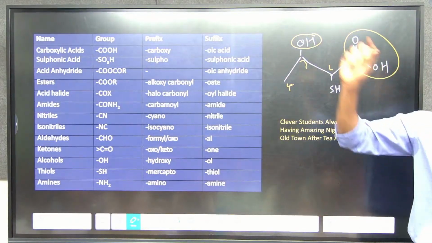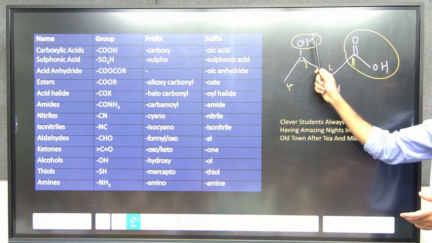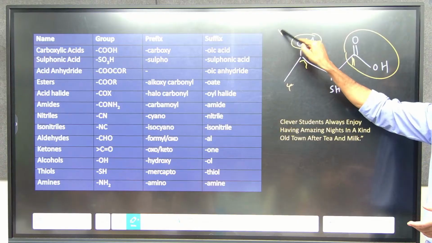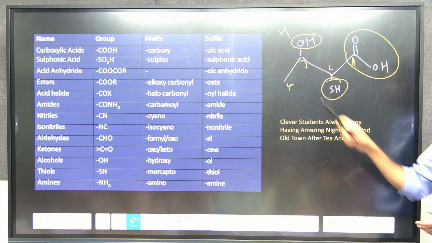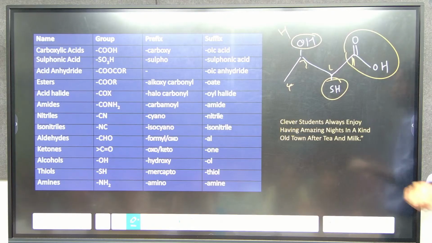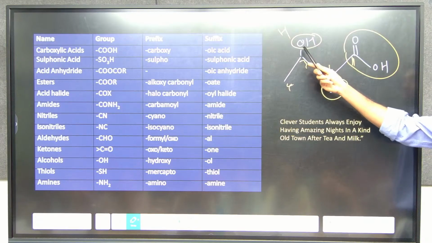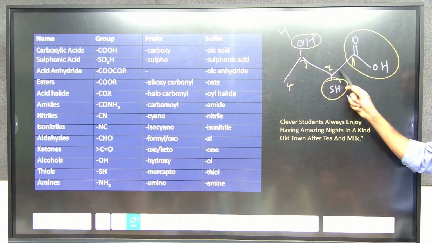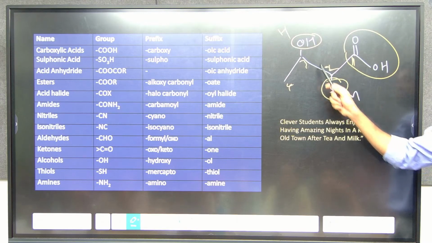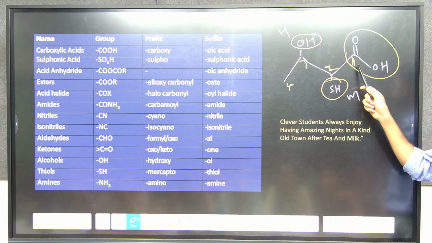Now just follow their alphabetical order. So what is the prefix for OH? Hydroxy, starts with H. What is the prefix for SH? Mercapto, starts with M. Which comes first? Write the name now. First, 3-hydroxy, 2-mercapto, butane, oic acid.